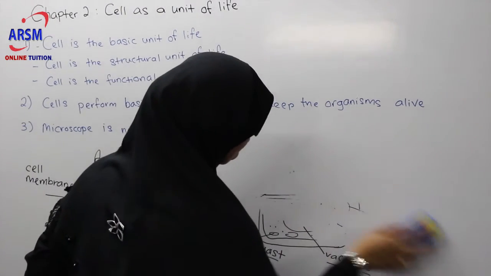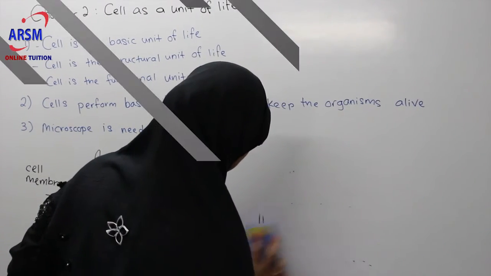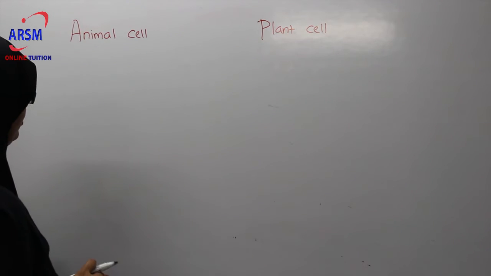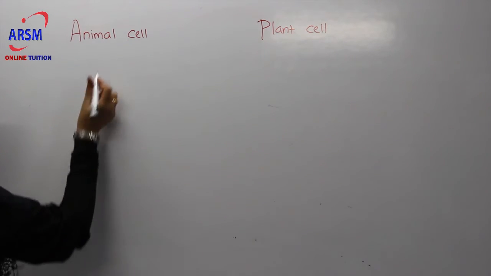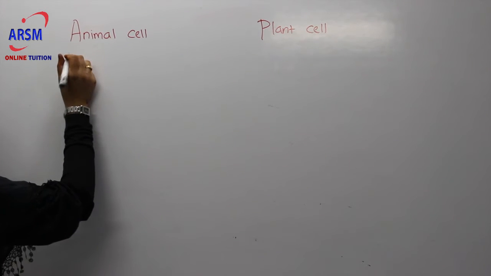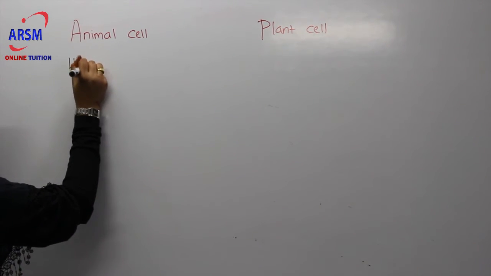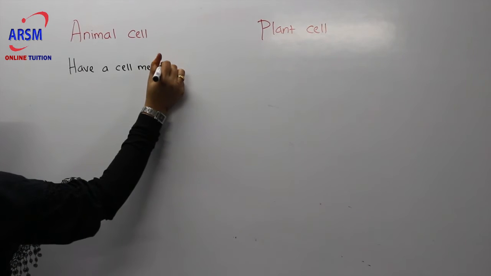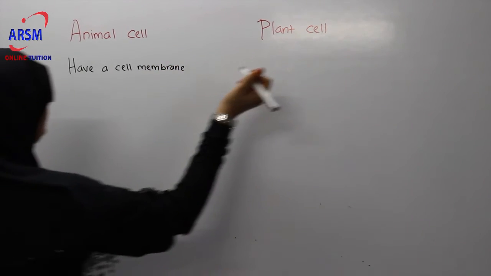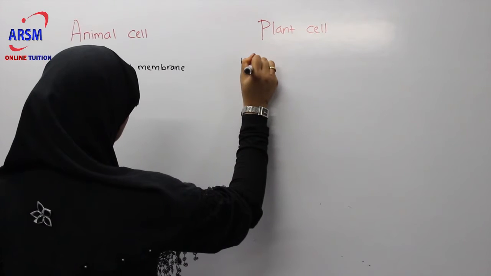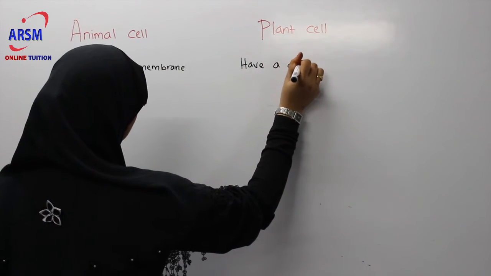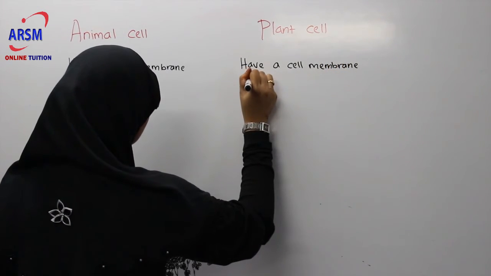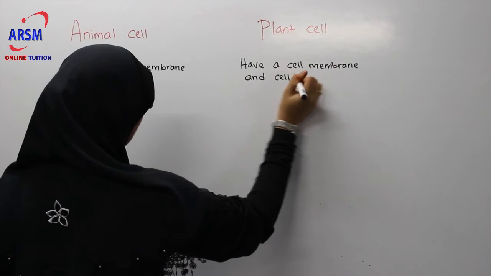Now we are going to look at the differences between animal cell and plant cell. When we look at the comparison, the animal cell has a cell membrane. The plant cell has a cell membrane and a cell wall.